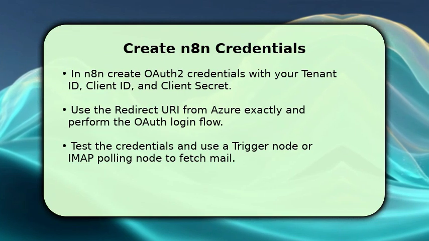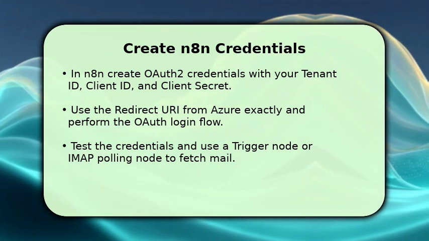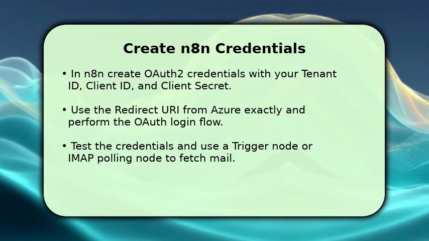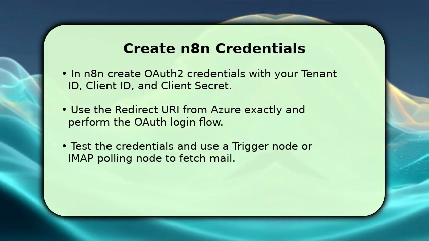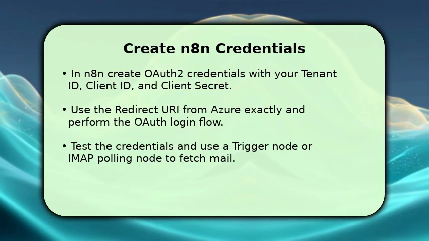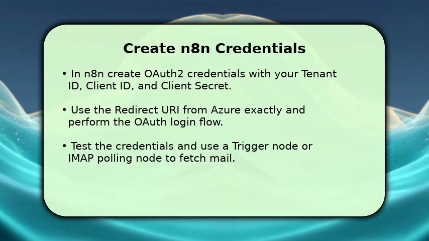Paste the exact redirect URI you set in Azure to prevent validation errors during login. Click Authenticate to run the OAuth login flow and approve the scopes. Finally, test the credentials and add a Microsoft Outlook trigger node or HTTP request node to fetch email and run workflows.